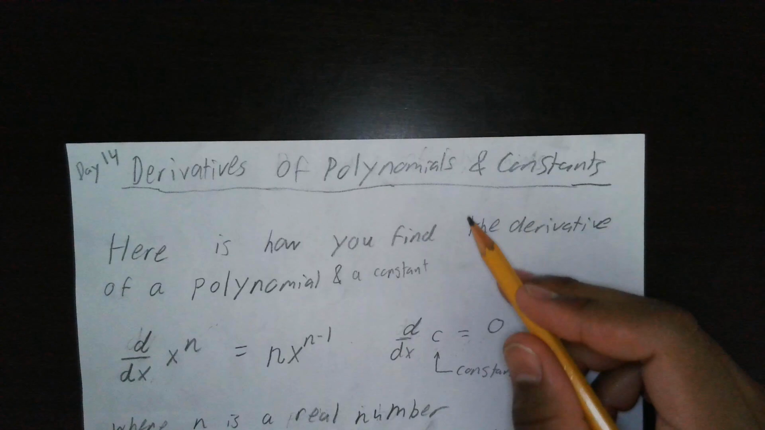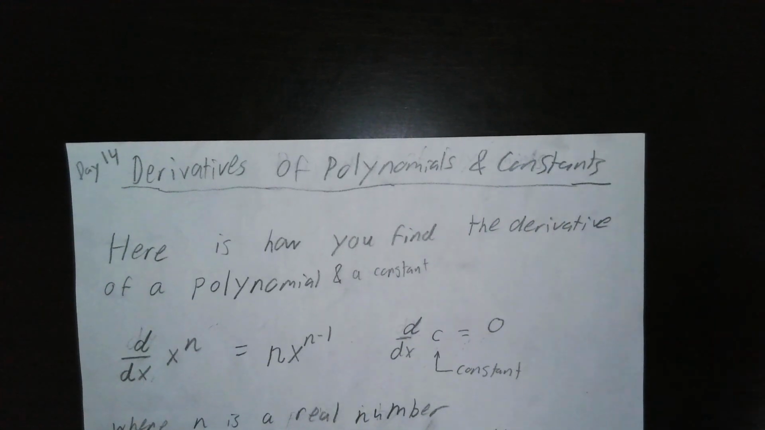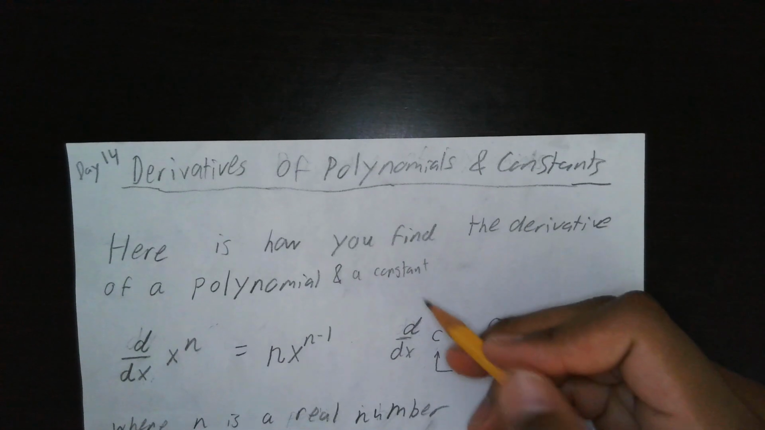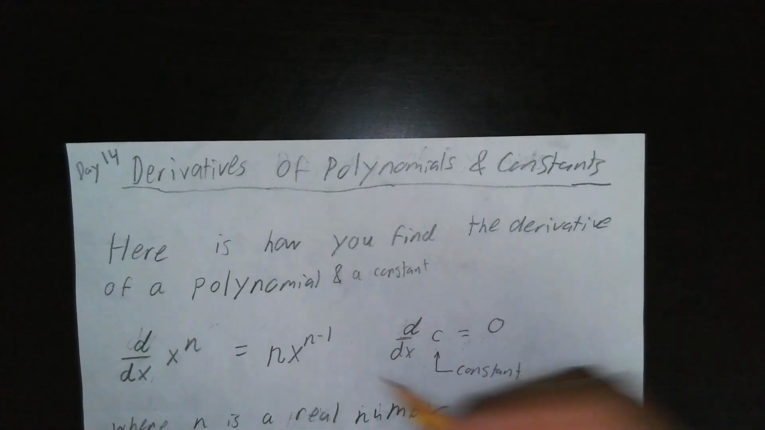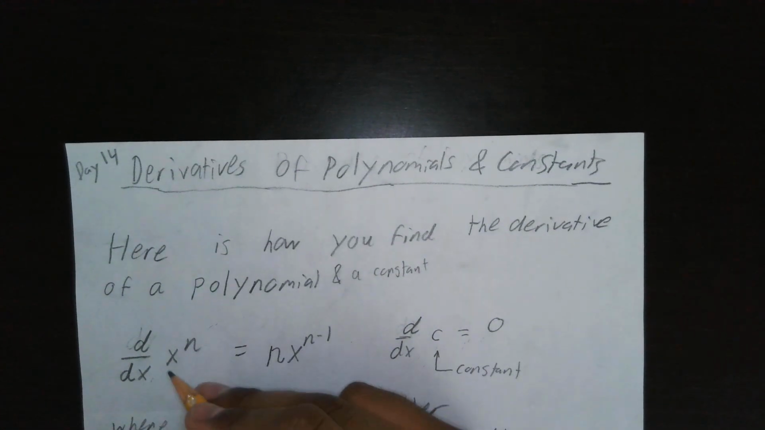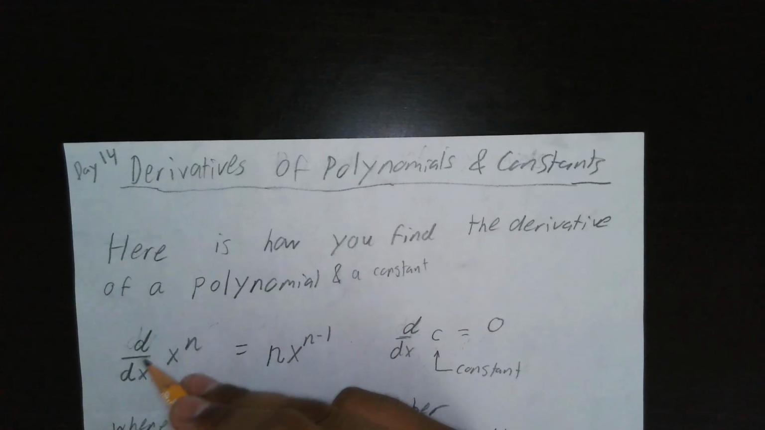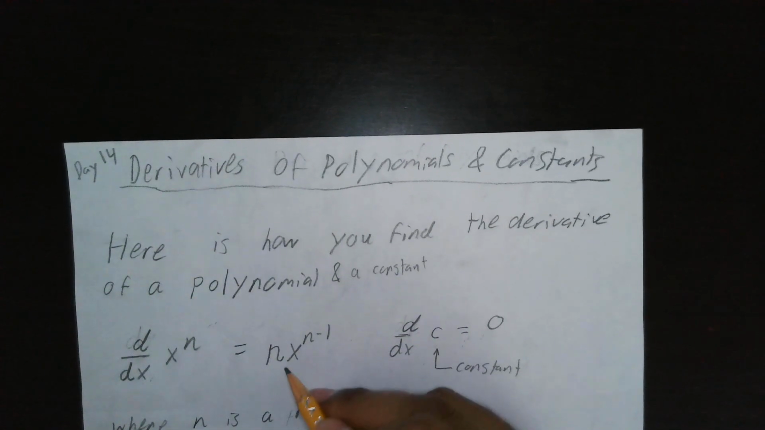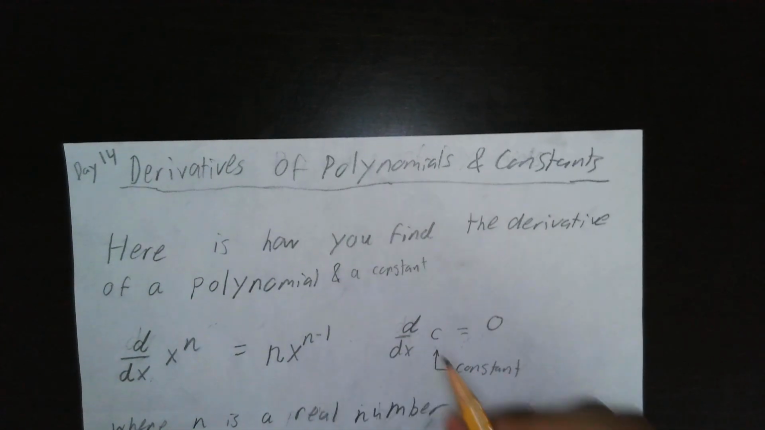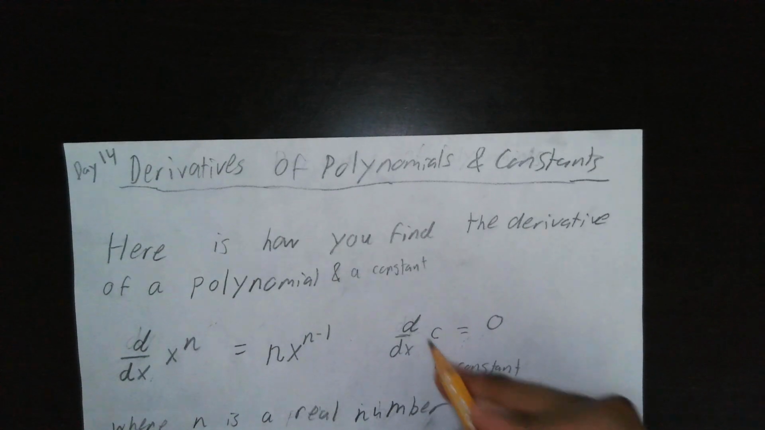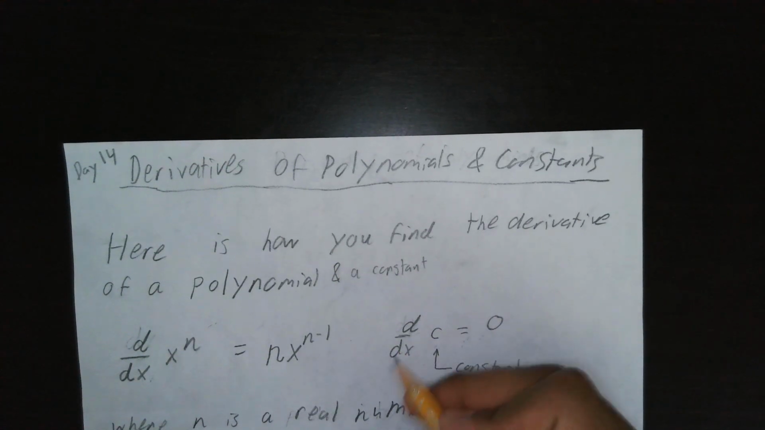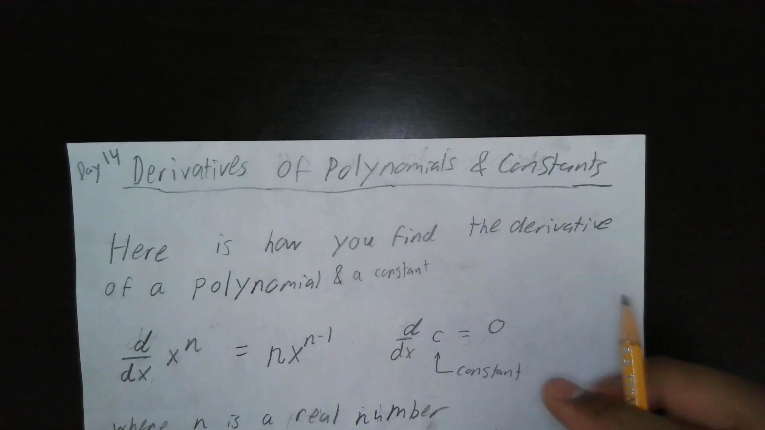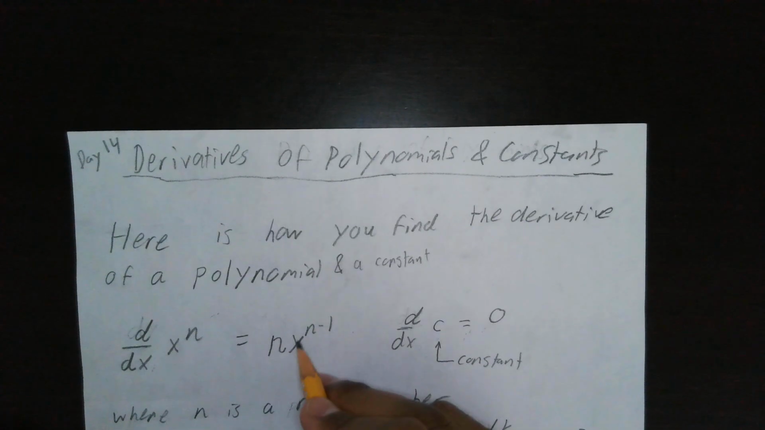Today, we're going to be going over the derivatives of polynomials and that of constants. So here's how you find the derivative of a polynomial and of a constant. If I'm trying to find the derivative of a polynomial, x to the power of n, then the derivative with respect to x of x to the power of n would be n times x to the power of n minus 1. And if I'm trying to find the derivative of a constant, c, then the derivative with respect to x of c would be 0. And just so you know, n is a real number.